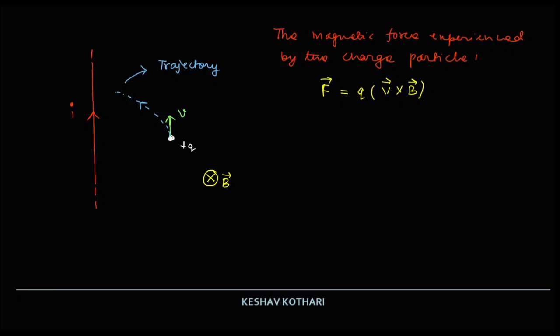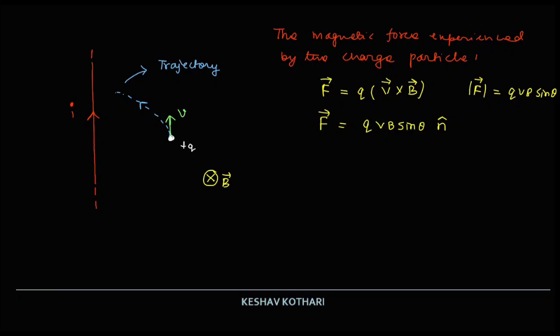So from here I can say that F vector can be written as Q V B sin theta, and there is a directional aspect n cap associated with it. And if we only wish to write the magnitude of force, so the magnitude of force which the charge particle experiences is equal to QVB sin theta, where theta is the angle between velocity and magnetic field.